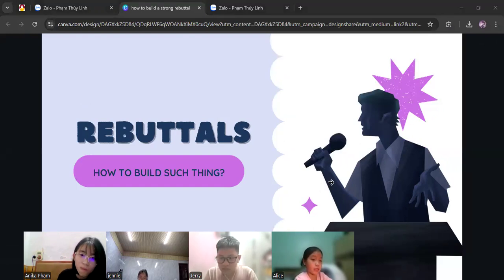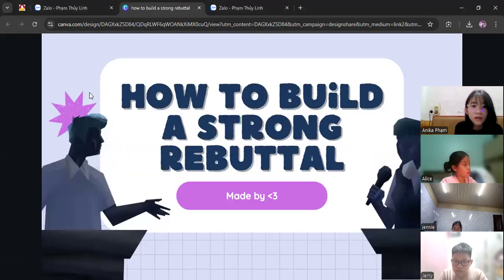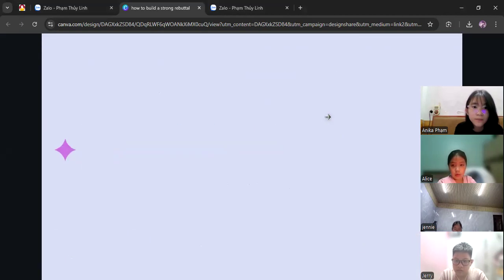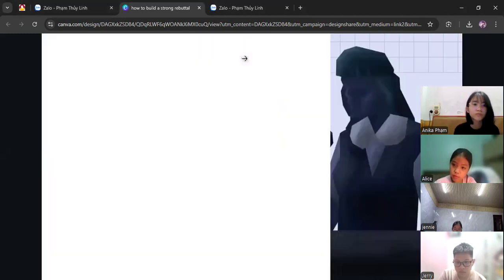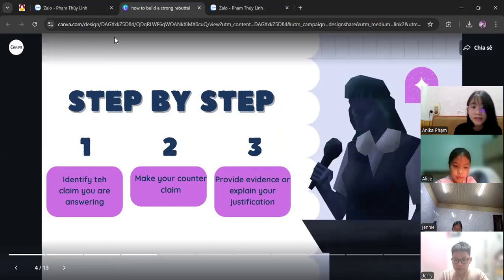Okay, a rebuttal is the response and counter argument to the team's substantive or analysis. Yeah, correct. So how to build it? Step by step, all right? So first is identify the claim you are answering. Secondly is make your counterclaim. And thirdly is to provide your evidence or explain your justification.